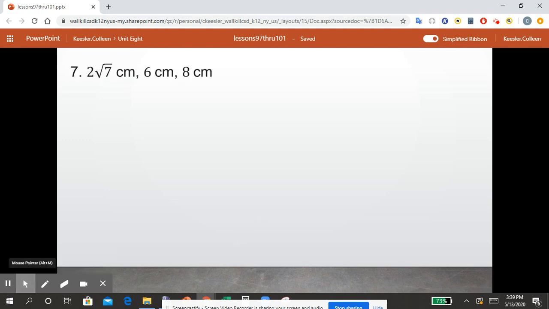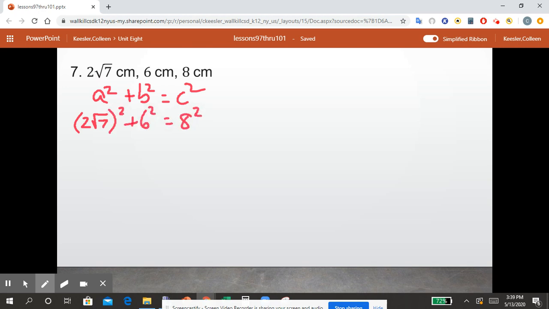All right, so continuing, we have 2 radical 7 or 2 square root 7 centimeters, 6 centimeters, and 8 centimeters. So we go through the same process again, this being our A, B, and C, which is Pythagorean's theorem, testing to see if these lengths will make a right triangle. So we have 2 square root 7 all squared plus 6 squared equals 8 squared, always entering them in the order that they appear. So now again, 2 squared is 4 times 7 because the square root and the square cancel out, plus 6 squared is 36 equals 64, if this is a right triangle.